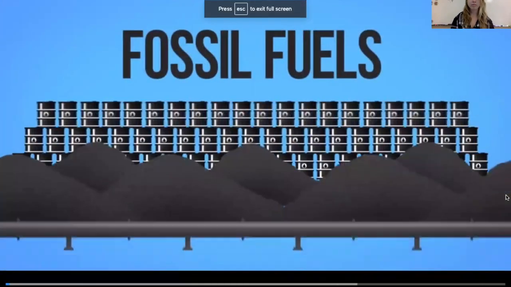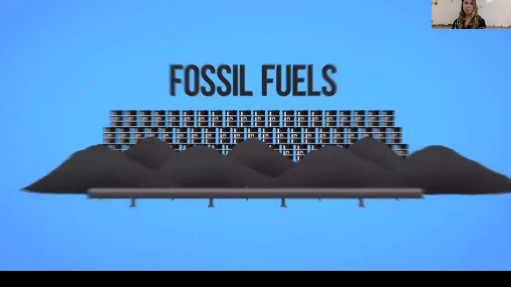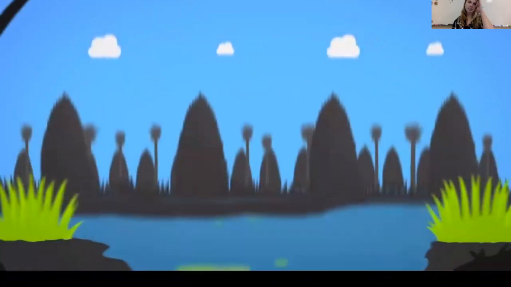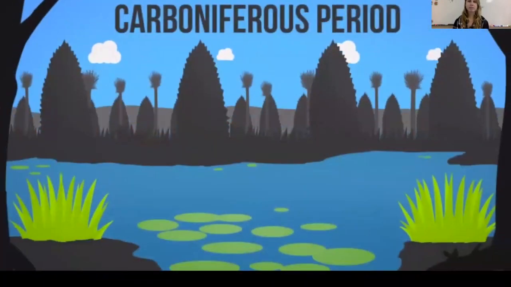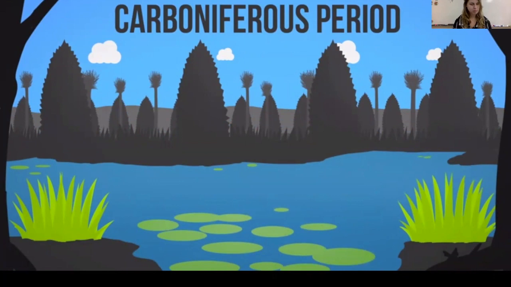Fossil fuels. Fossil fuel is a term used to describe a group of energy sources that were formed from ancient plants and organisms during the Carboniferous period, approximately 360 to 286 million years ago, even before the age of dinosaurs. At that time, the land was covered with swamps filled with organisms and plants.